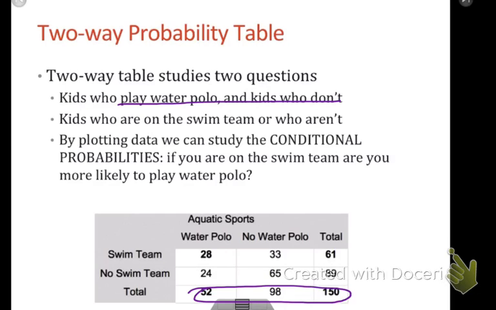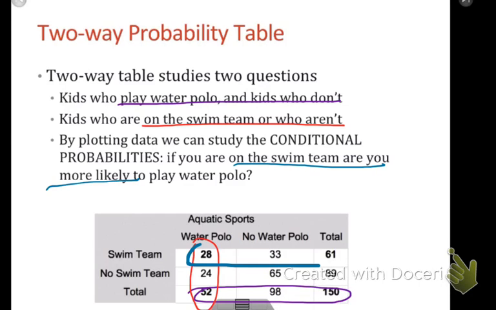And then you can consider another question, which is, what about kids who are on the swim team or kids who aren't? In that case, you're going to look at this column right here. Oop, let me back up. Sorry. You're going to look at this column right here, and you're going to say, all right, you have 28 kids in the swim team, 24 who aren't, a total of 52 kids.